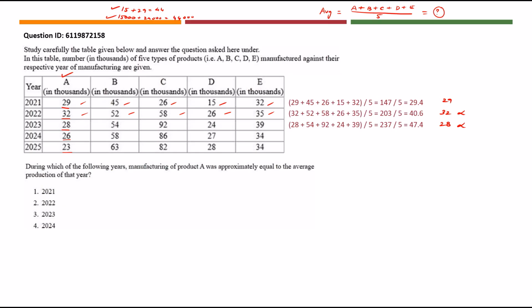What about 2024? It is 26 plus 58 plus 86 plus 27 plus 34. This will give 231 as the sum. Divided by 5 will give you 46.2. But A's value is 26. Again, the difference is big. Should you calculate for 2025? Whichever options they have mentioned, those options alone you calculate and see. 29.4 is approximately equal to 29. So we are going with option number 1, 2021 as the right answer.